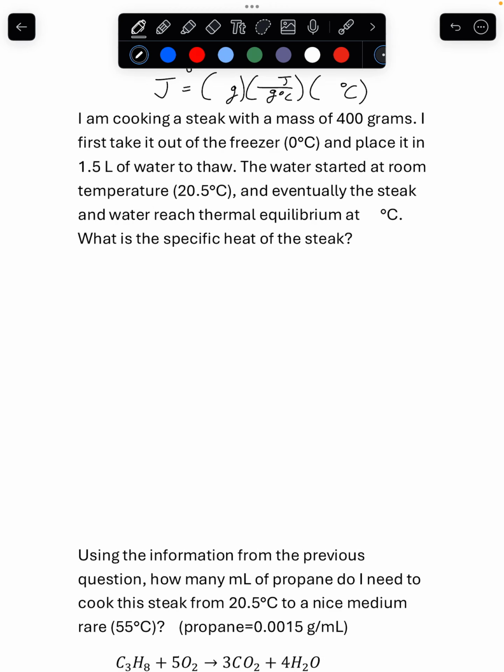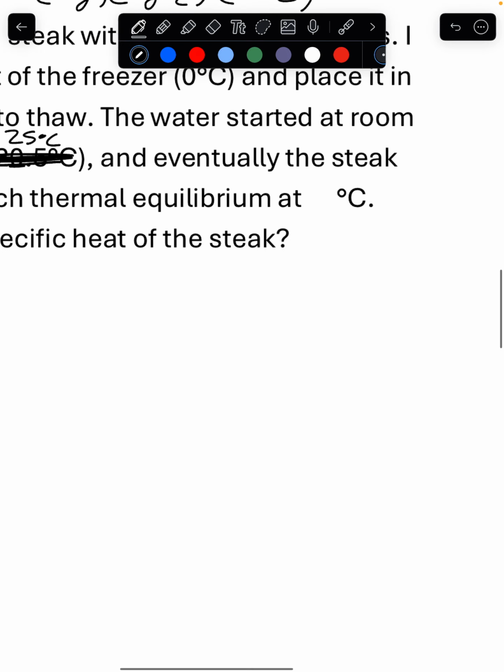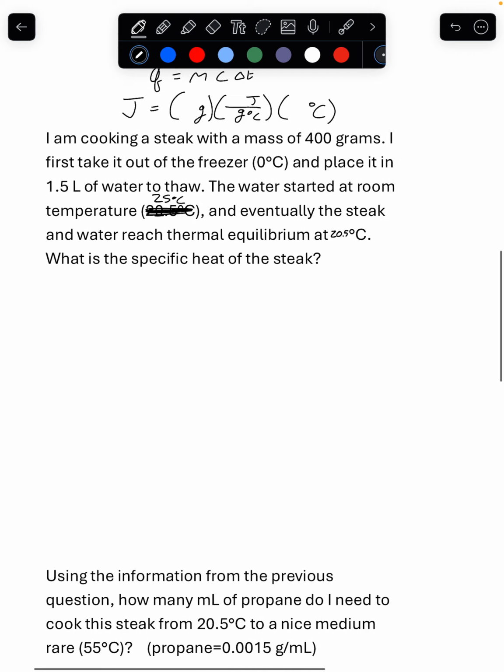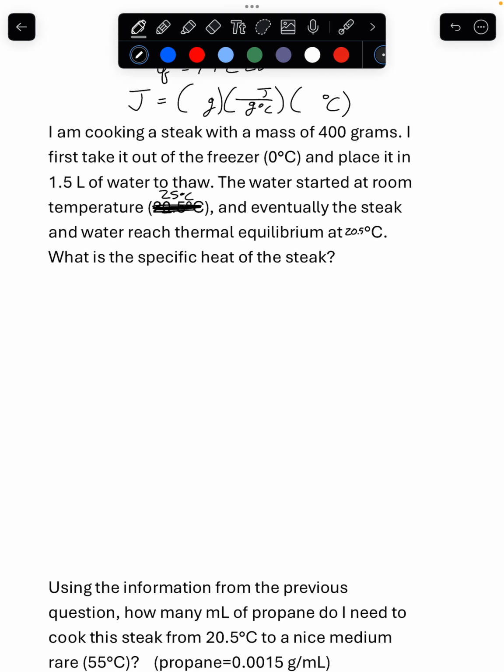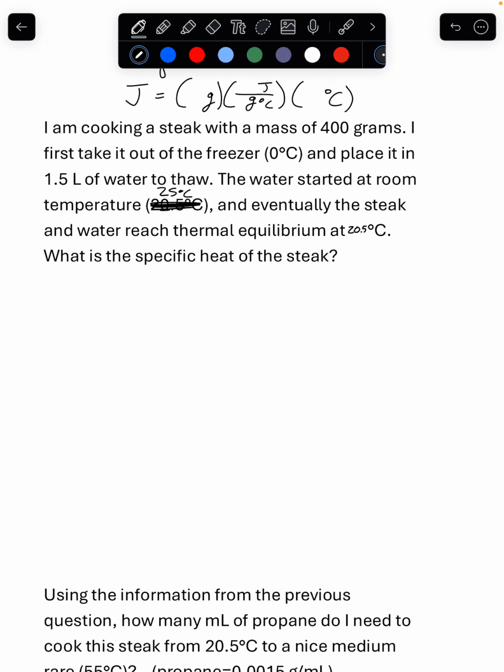And let's do it. I'm cooking a steak with a mass of 400 grams. I first take it out of the freezer, which is this temperature, and place it in that much water to thaw. The water started at room temperature. Oh, I should change this. The water started at room temperature, which is 25 degrees C, and reached thermal equilibrium at 20.5 degrees Celsius. I hope nobody paused the video to solve it before I change that error. And so we reach thermal equilibrium at this temperature. What is the specific heat of the steak?